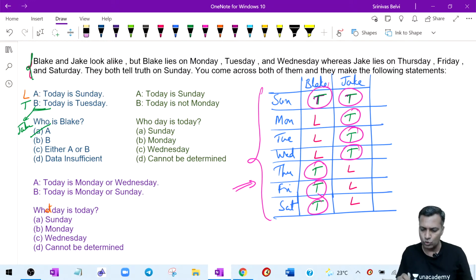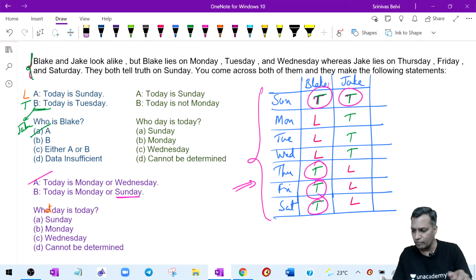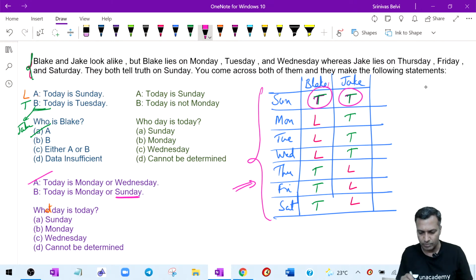Now, if you think that today is Sunday, then both should be telling the truth. On Sunday, B is telling the truth, yes, but then A is lying by saying today is Monday or Wednesday, and hence today is not Sunday.